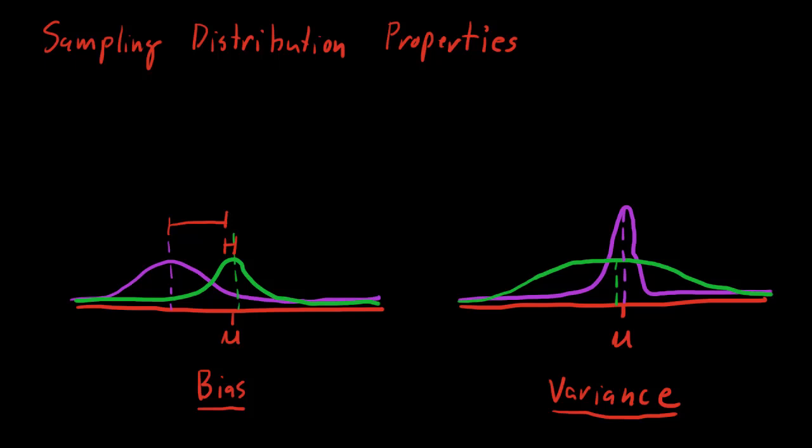So what we're optimally looking for is a zero bias and the minimum possible variance. And these are the two properties that we're looking for in our choice of a sampling distribution and corresponding point estimate.